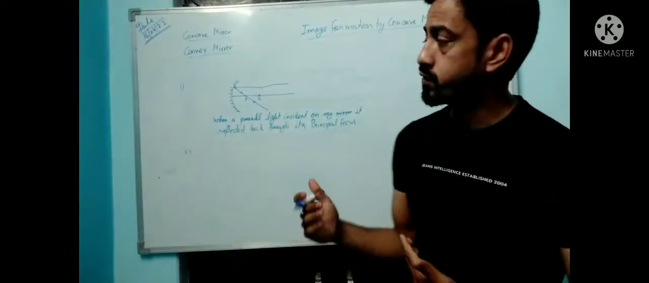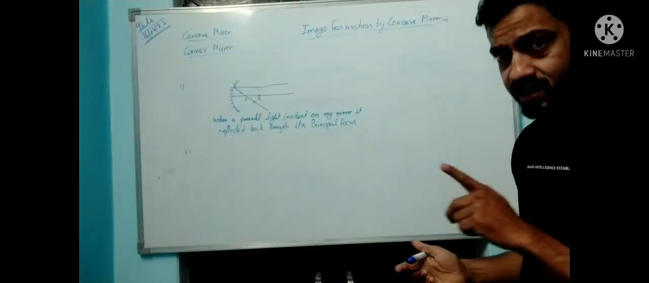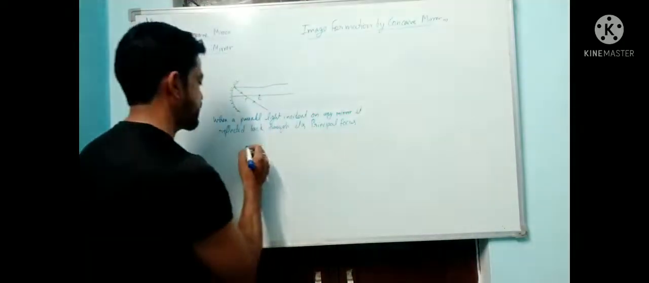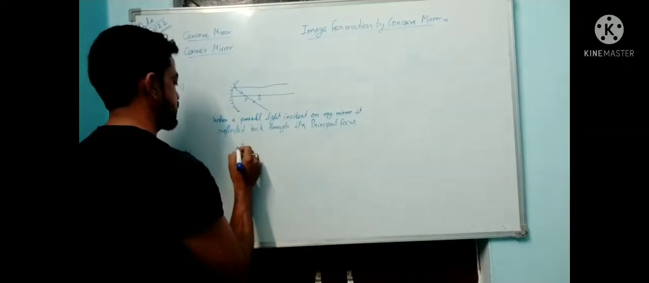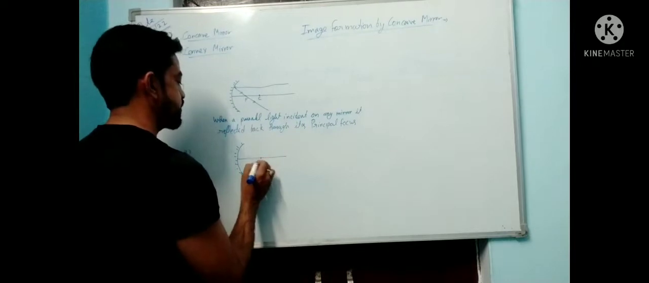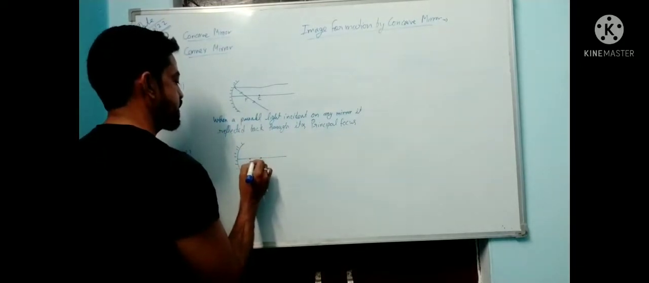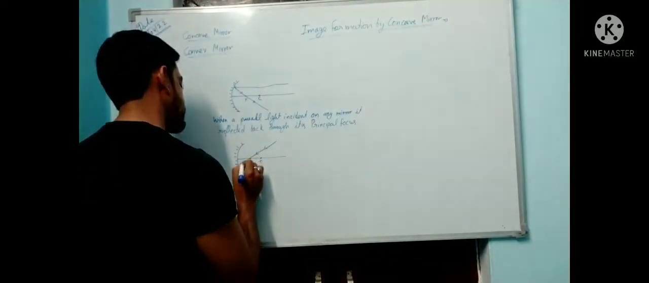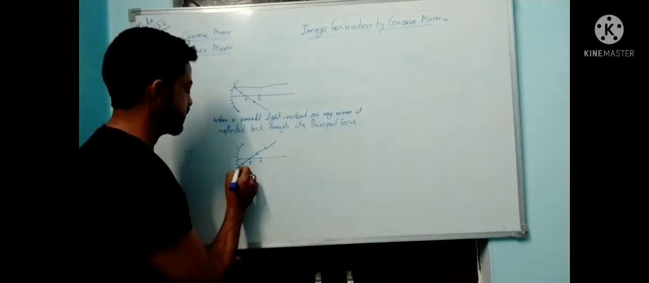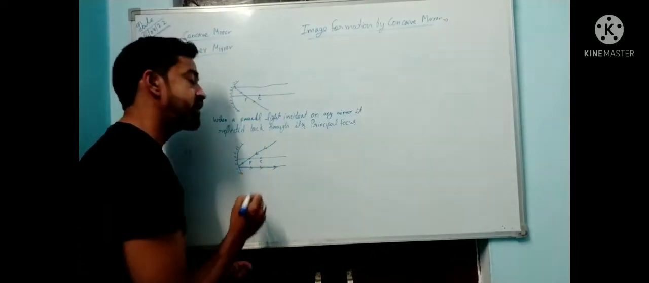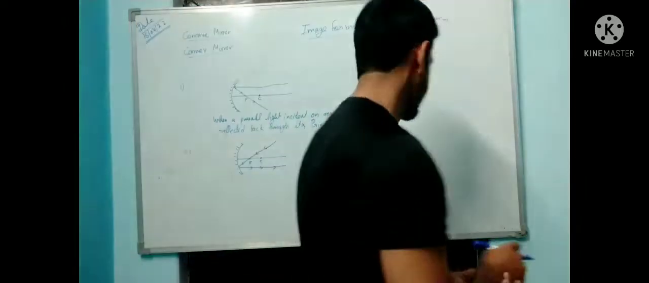The second one is the converse of this. What happens when the incident light passes through the principal focus and strikes the surface of any concave mirror? This is the principal axis, this is the center of curvature, this is the focus. If the light is incident through its focus, after reflection it reflects parallel to the principal axis.